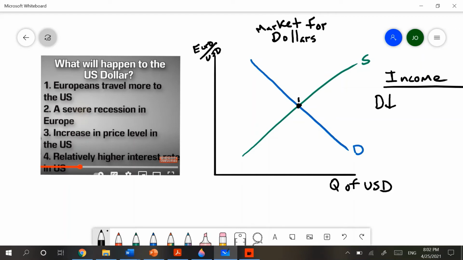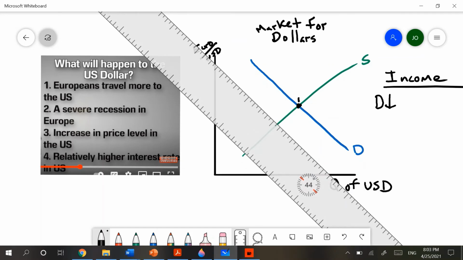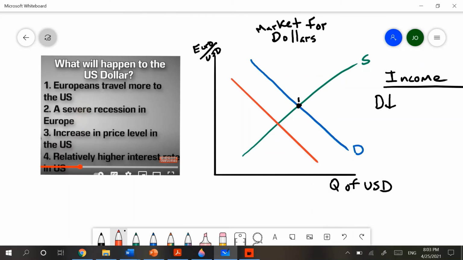So what's going to happen in this graph? Well, kind of the opposite of what we talked about before. Now we're going to have a decrease in demand. A new equilibrium is going to be here. And you can see that the exchange rate went down. This means that there is a depreciation.